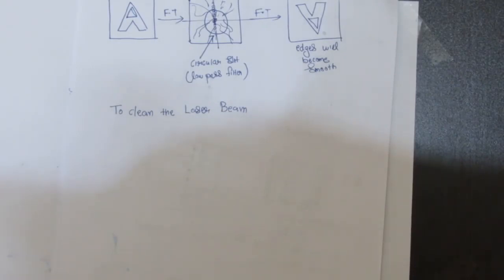And then I discussed how you can smoothen the edges of an image by filtering out the higher spatial frequencies. And at last, I discussed how you can use the 4F system to make the laser beam a very clean beam. I mean, the beam which becomes shabby because of spurious reflections caused by the dust particles present at the exit pupil of the laser system. So you can use the 4F system to eliminate these reflections by filtering out the higher spatial frequencies.